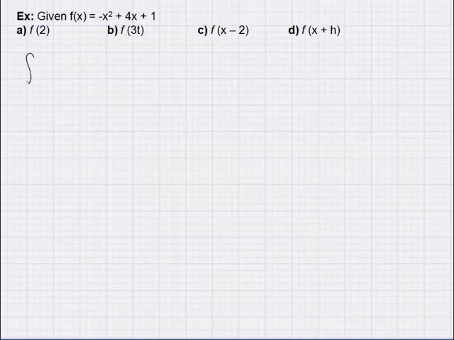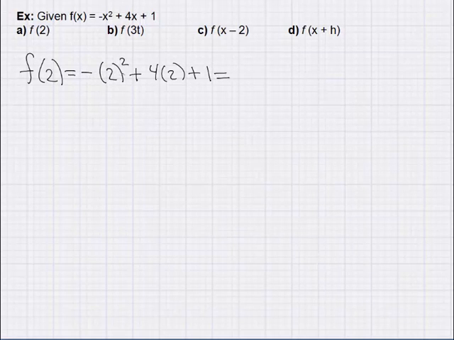So if I want to find f of 2, I'm going to do negative 2 squared plus 4 times 2 plus 1. And all I really did was take the 2 and plug it in every time I saw an x. Now, one thing you gotta remember here is just some algebra. This negative is outside the square. You do the square first and then a negative. That's very different than if the negative was inside the square.